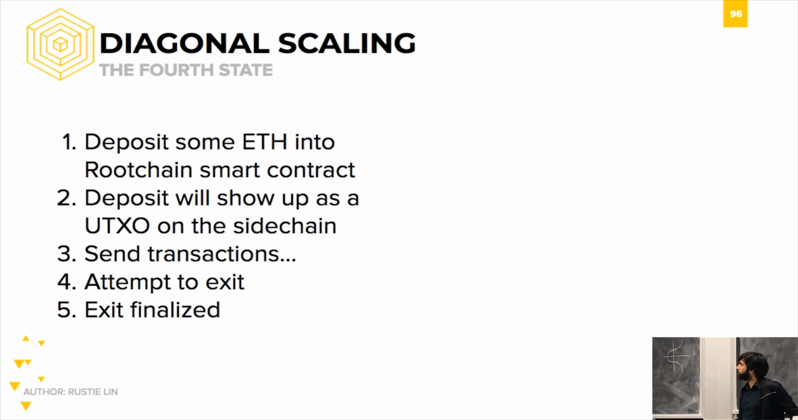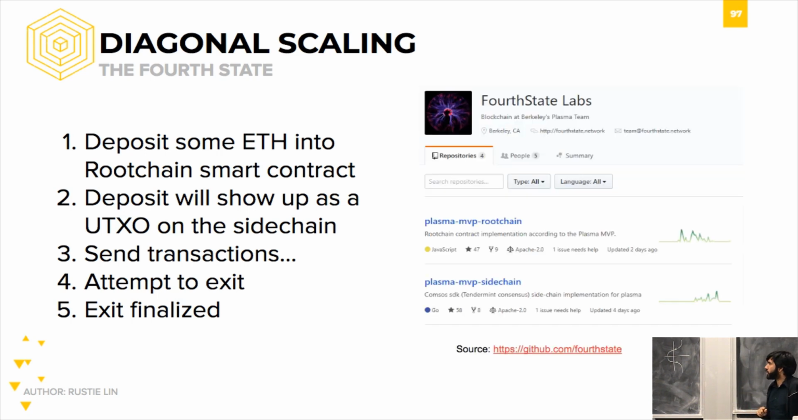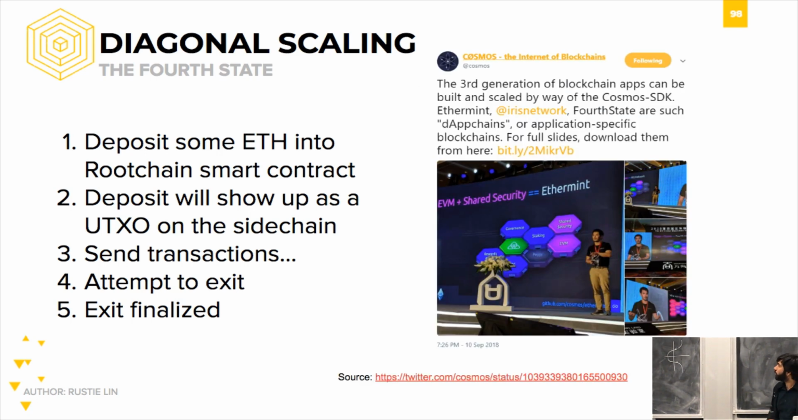Right, so you deposit some Ether into the root chain smart contract, and then that deposit will show up on the other side. And any time that you attempt to exit, then it's all resolved by the main chain in the end. And actually, there's a Blockchain Berkeley team working on this known as Fourth State Labs, and they're one of the most popular implementations out there, actually.